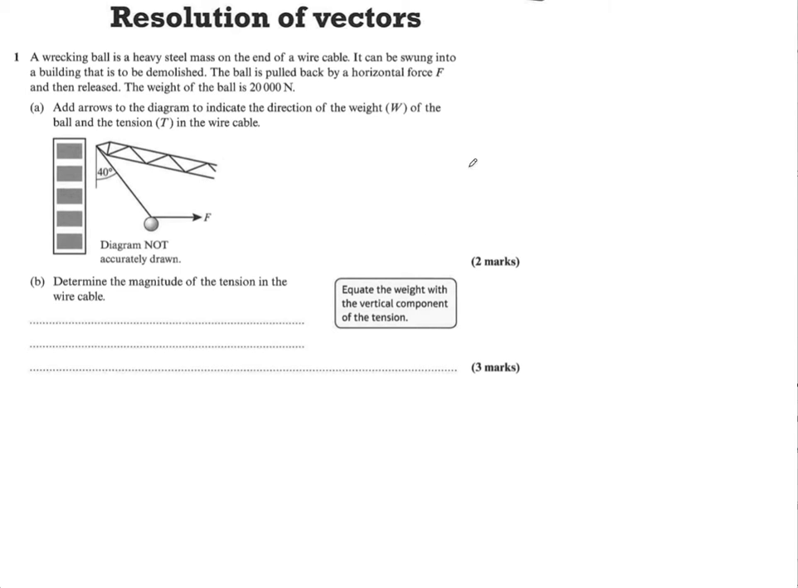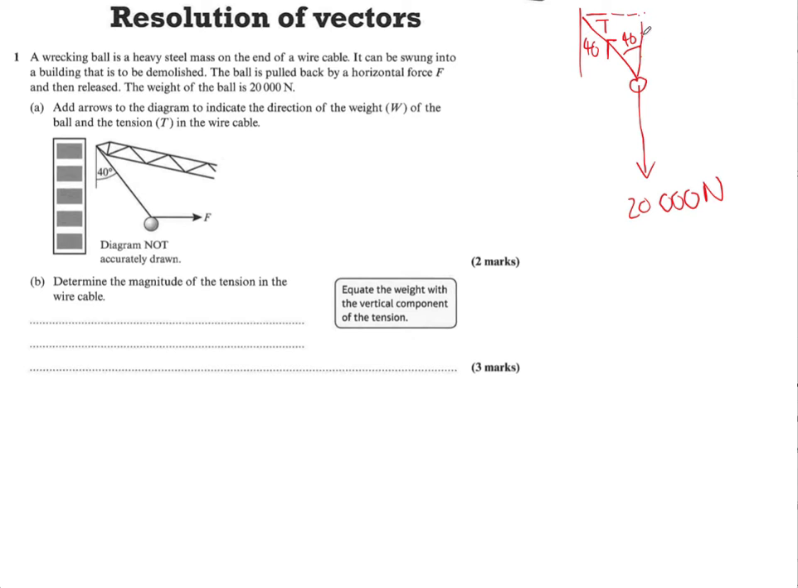Right, what we have here is a mass hanging down and its force acting down is 20,000 newtons. You're told that the wire is at this angle here, 40 degrees. So if this is at 40 degrees here, then this will be at 40 degrees here. And you are pulling it in this direction with your force T, the tension in the rope. The tension can be replaced by two forces. So the tension is almost like the resultant. You can split that into vertical and horizontal components.